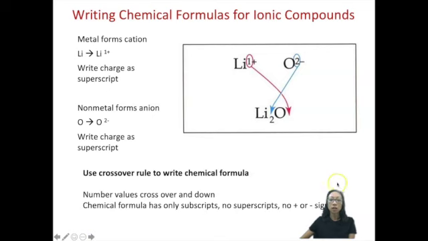So that's called the crossover rule, and it is writing the chemical formula to create a neutral compound. It should have no superscripts, no plus or minus signs, and no charge values. It should only have subscripts in the chemical formula.